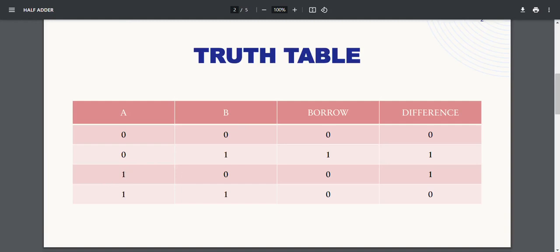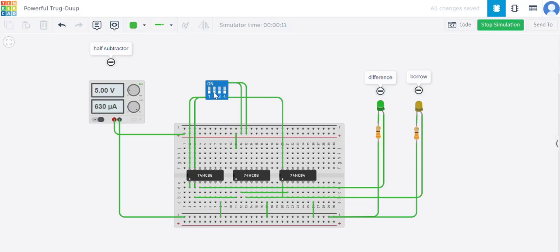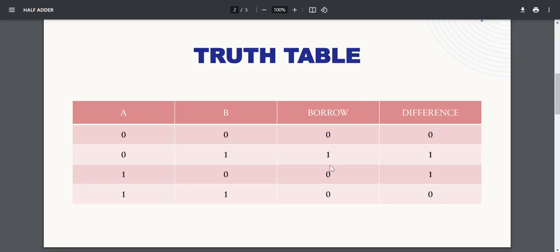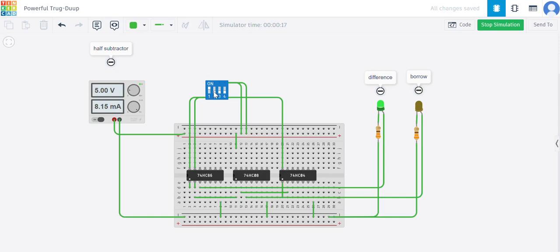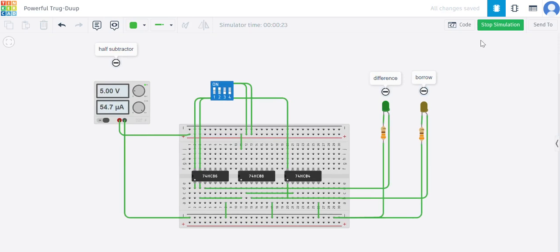Then 1 0, input 2 becomes 0 and input 1 becomes 1, so the difference is 1 and borrow is 0, and difference is 1 and borrow is 0. So again it is correct, and for the last input 1 and 1, both borrow and difference become 0. So let's check it. So yes, both borrow and difference become 0. So this is our half subtractor, and this is what it looks like.